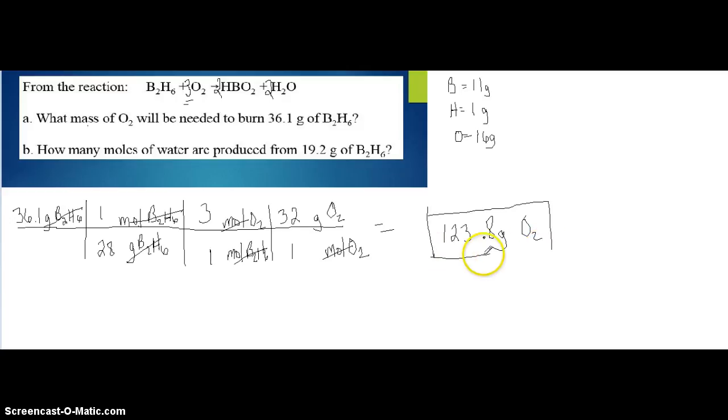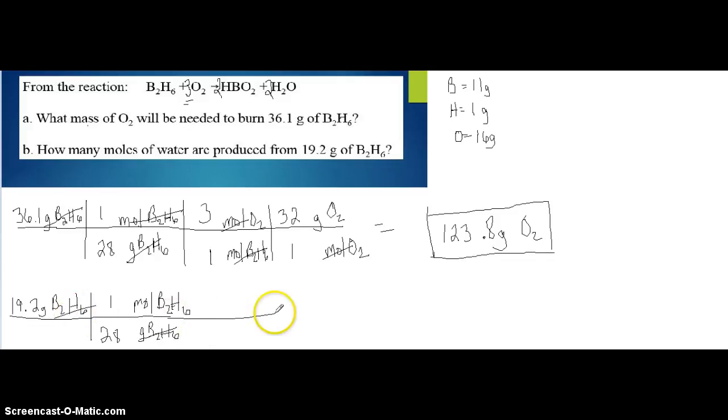Part B asked a different question. How many moles of water are produced from 19.2 grams of B2H6? So again, we start with what's given in the problem, 19.2 grams B2H6. This one's going to start pretty similar to the last problem in that we need to get to moles because we've got to switch substances. So grams B2H6 to moles of B2H6. And every 1 mole, there's 28 grams, just like we saw above.